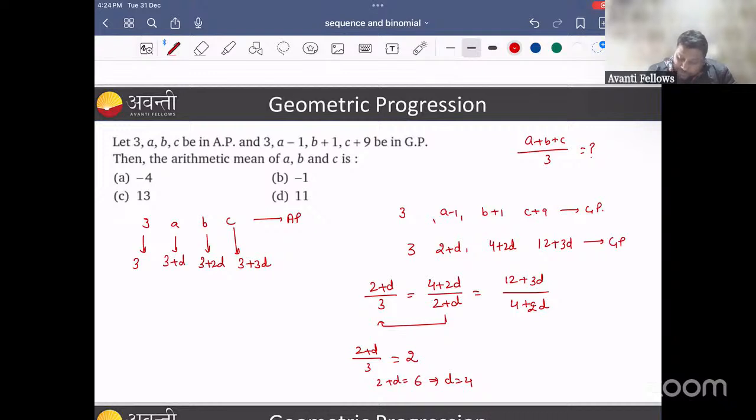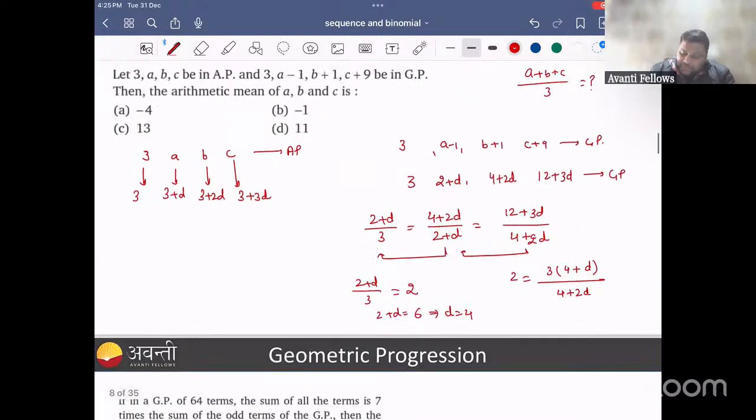Now, one more option let me take. If I take these two, so 2 equals, take 3 common. So it is (4 plus d) upon (4 plus 2d). Now if I cross multiply, it is 8 plus 4d equals 12 plus 3d. So there also I'm getting d as 4.